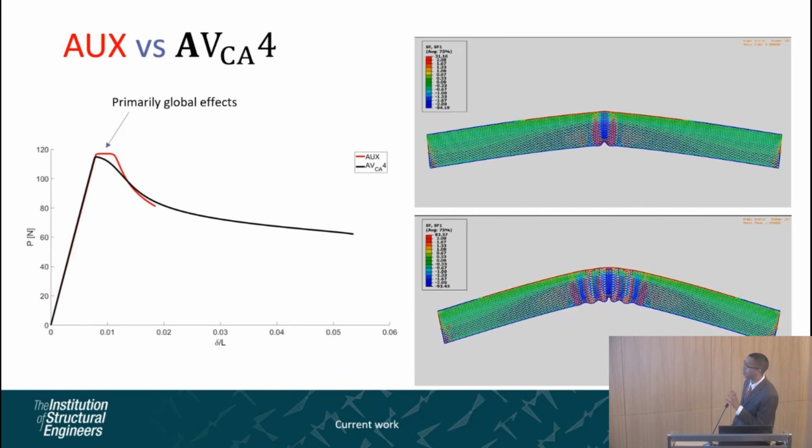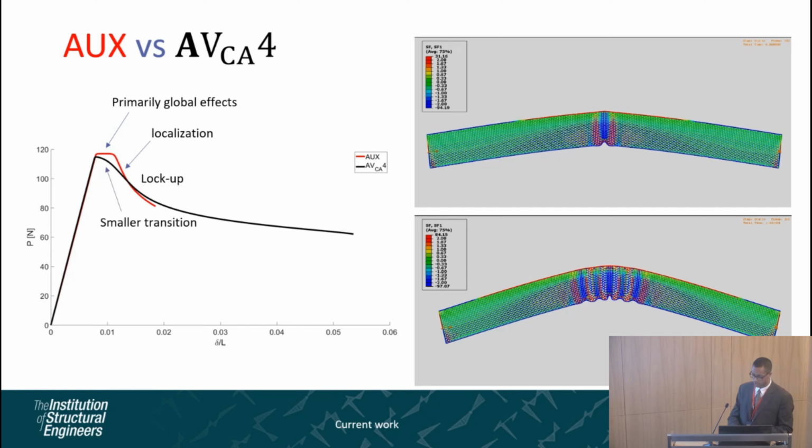As you can see, the purely auxetic one behaves more commonly with global effects seen at the top faceplates initially, followed by some localization. And you could see some lock-up effects in the central midspan section at the bottom faceplates, which inhibits the panel from displacing much further. Whereas with the one with the inclusions, the transition between the global and local effects is much smoother. And you can see that there's an increased end shortening, which allows it to displace further, and it's got more of a ductile-like behavior.